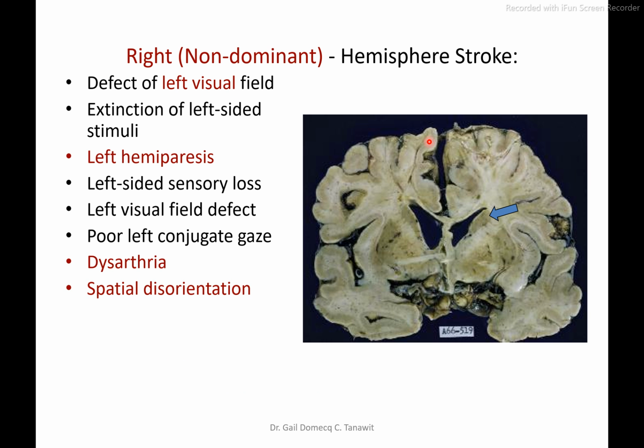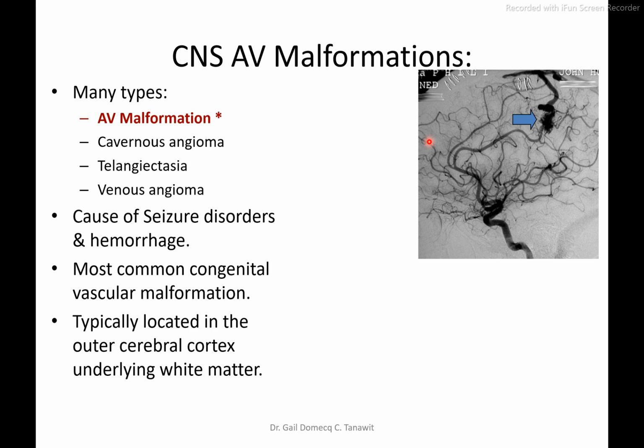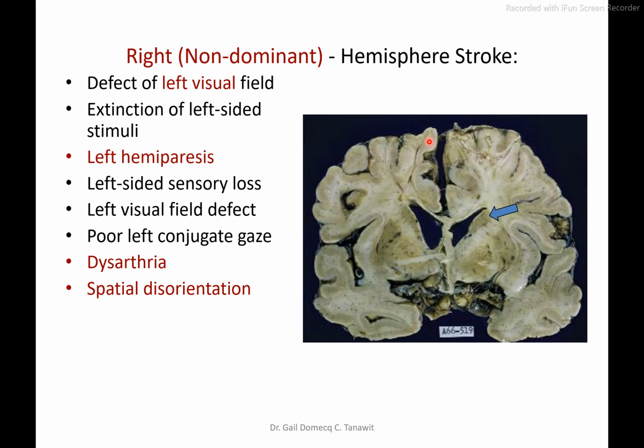But if it's on the opposite, the right part, non-dominant hemisphere stroke, the manifestation would be more a defect of the left visual field, extinction of the left side stimuli, left hemiparesis, left-sided sensory loss, left visual field defect, poor left conjugate gaze, dysarthria, and spatial disorientation. Hindi niya alam ang right sa left.